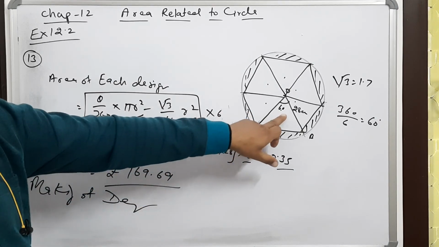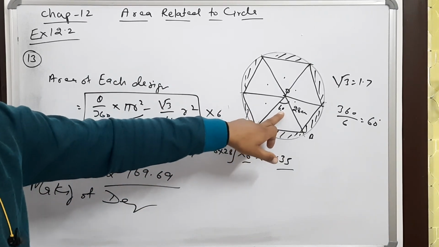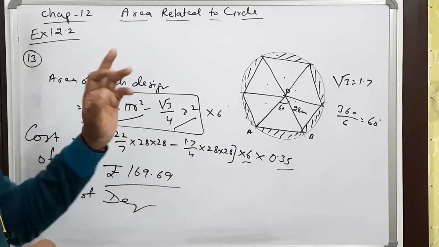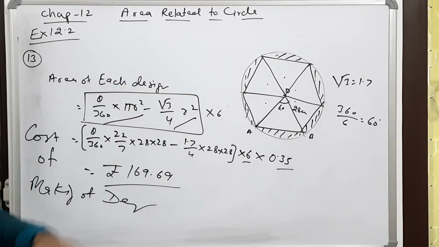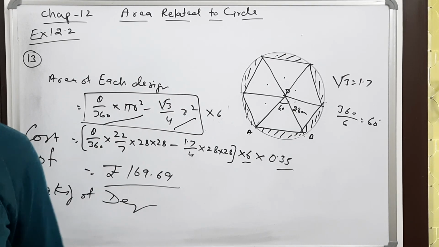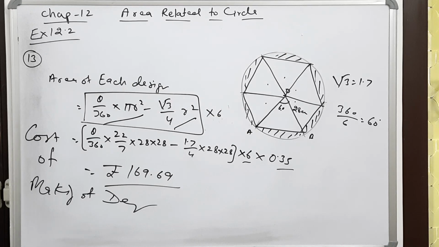Here the important part is why this angle is 60 degree and why we have applied this formula. That is the important part in this sum. Here we have applied the formula of area of minor segment. So I hope it is clear to you. In this way, you can prepare this chapter very nicely.